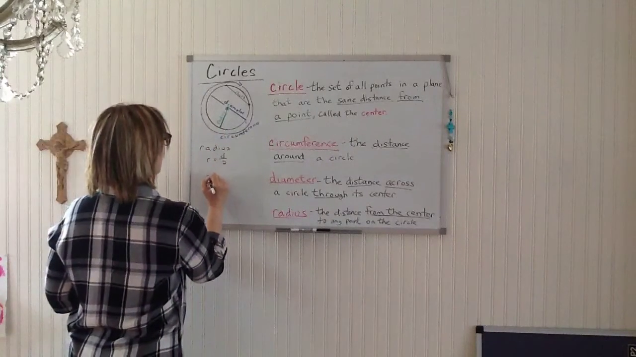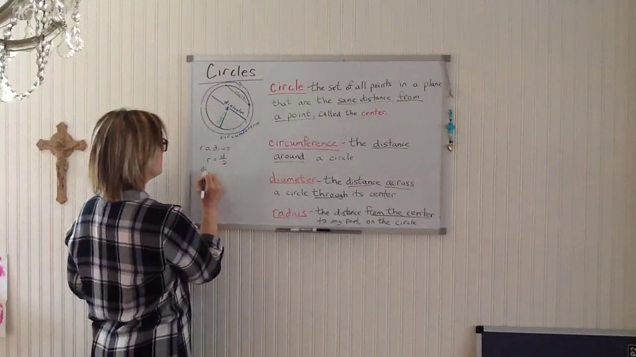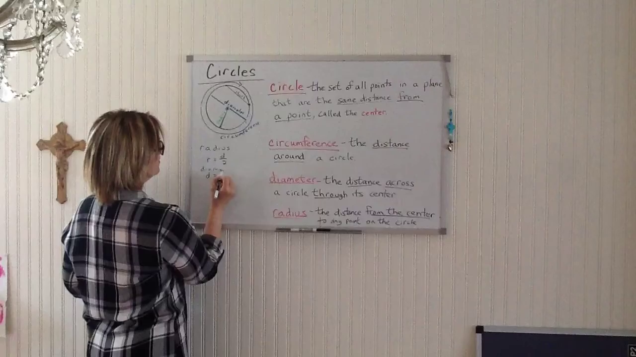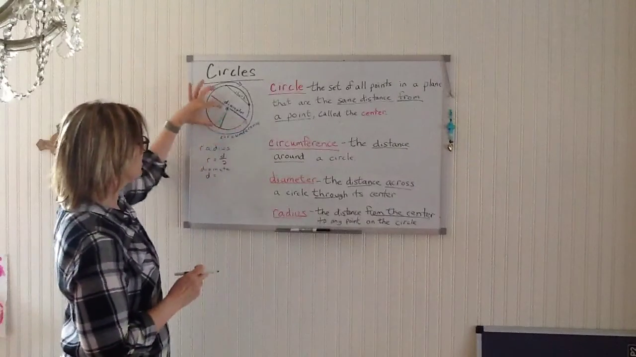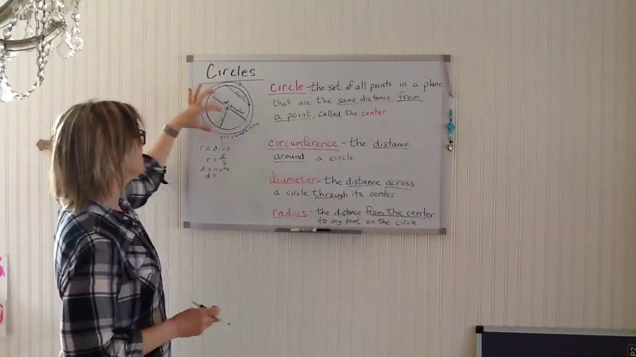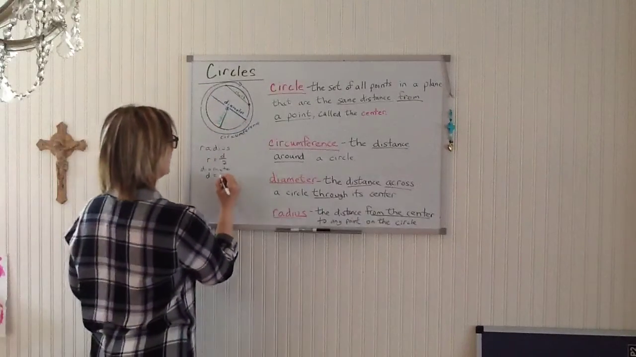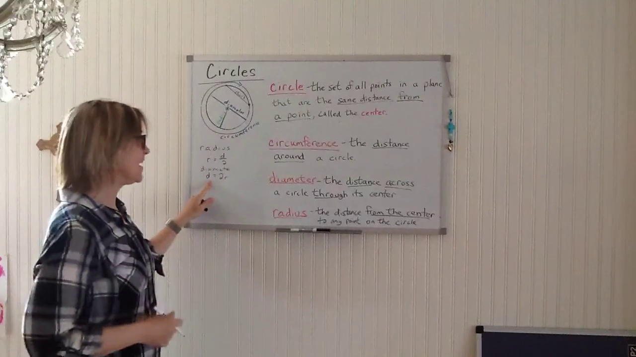And then how do I write a formula for my diameter? How does the diameter compare to the radius? The diameter is twice the size of the radius. So I can say 2 times R defines the formula for my diameter.